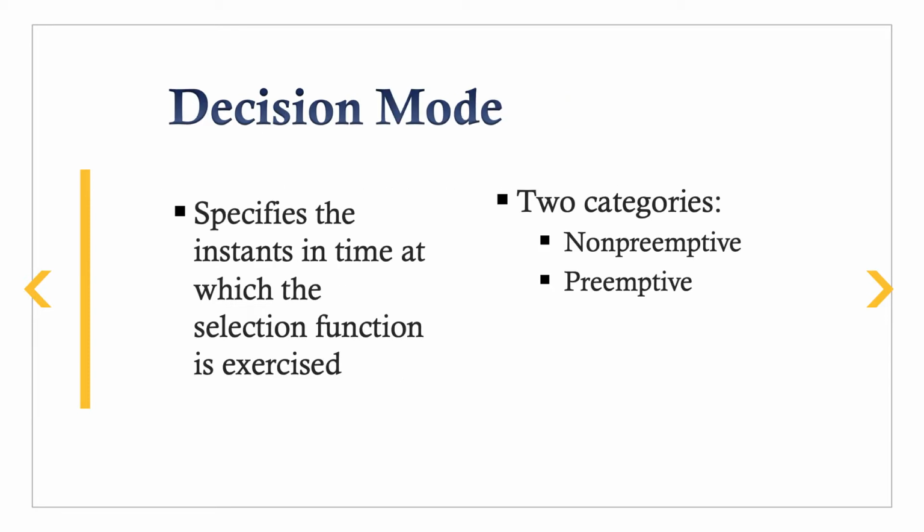Now, we also have decision mode. This specifies the instance in time at which the selection function is exercised. And we've got two categories. We can have non-preemptive or preemptive, and that basically means once we dispatch something, do we let it run till it's done? Or are we able to say to a process that's running on the CPU, hey, stop, we're pulling you off now, and putting another process on in your place?